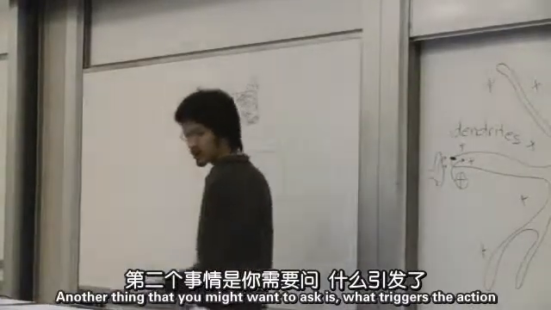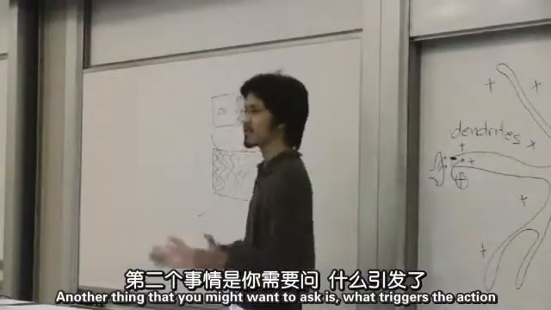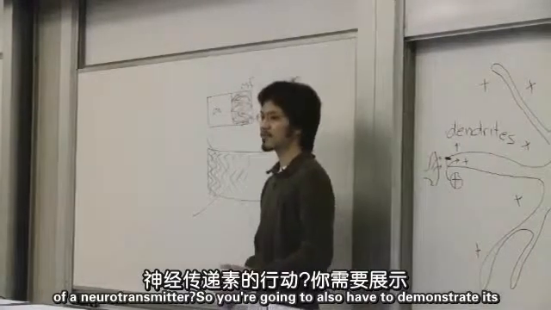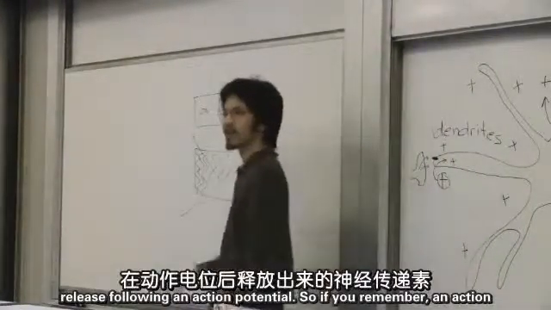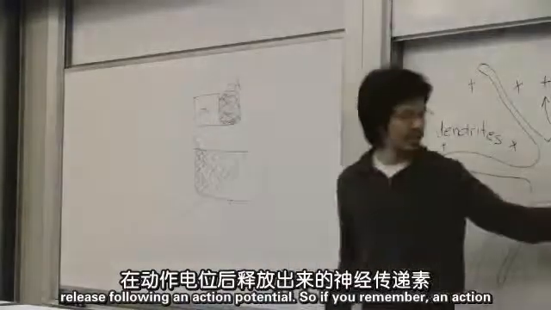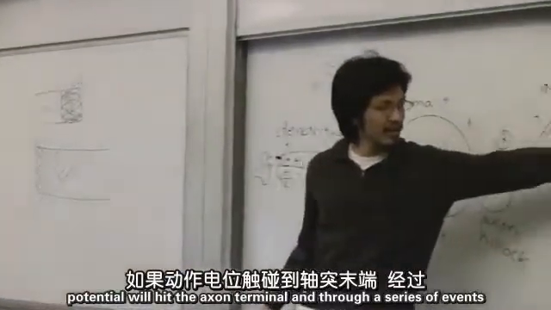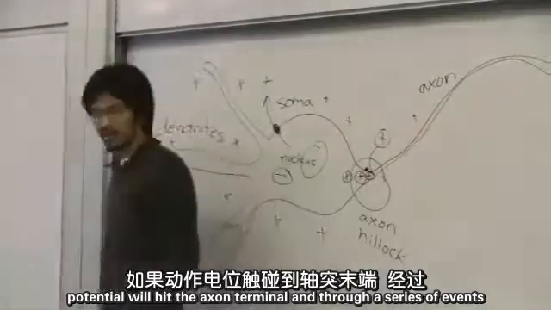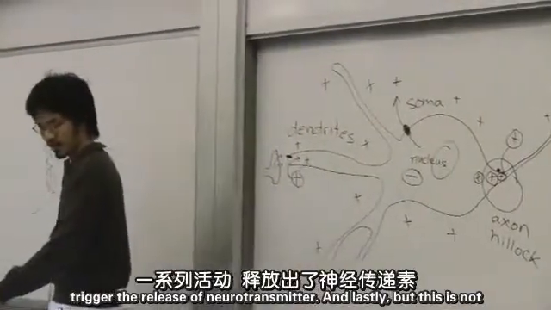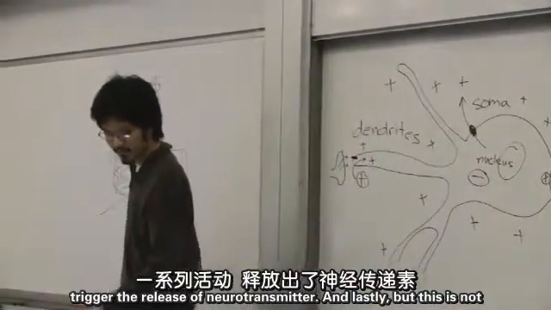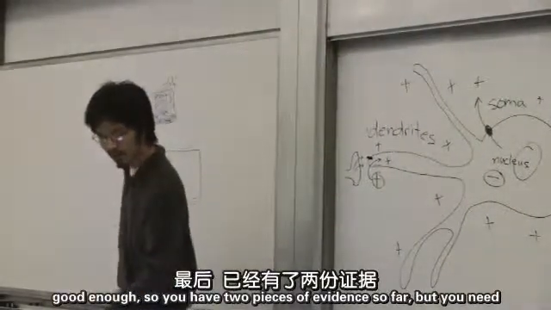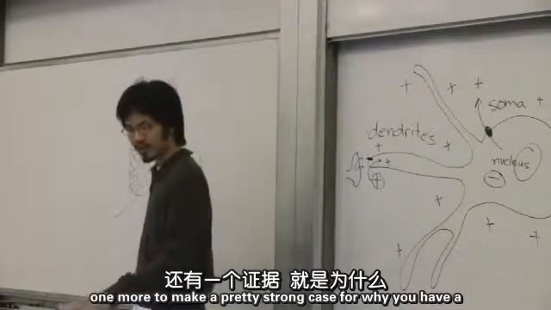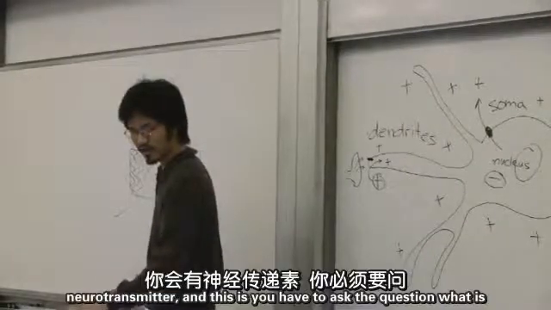Another thing that you might want to ask is, what triggers the action of a neurotransmitter? Right? So you're also going to have to demonstrate its release following an action potential. If you remember, an action potential will hit the axon terminal and, through a series of events, trigger the release of neurotransmitter. But this is not good enough. So you have two pieces of evidence so far, but you need one more to make a pretty strong case for why you have a neurotransmitter.